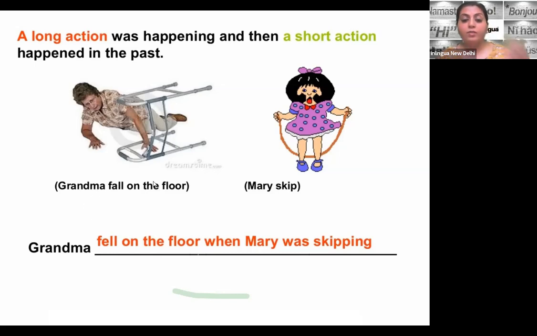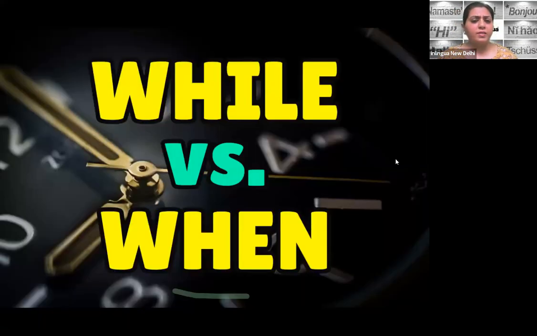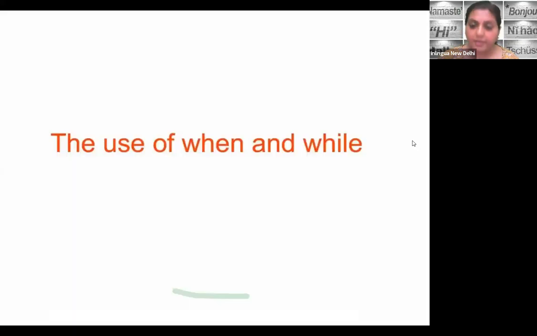Grandma fell on the floor when Mary was skipping. You can also say while Mary was skipping because skipping is an ing word. It's an ing action. Grandma fell on the floor when Mary was skipping or while Mary was skipping. Now, what is the difference between these two? I've already told you that, but still, let's look at it. The use of when and while.